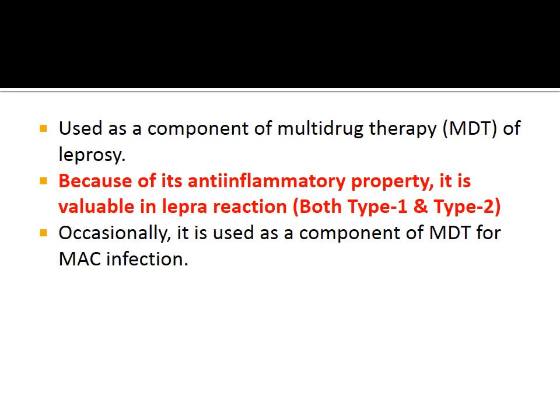So dapsone is useful as one of the components of multi-drug therapy of leprosy. Apart from dapsone, clofazimine is the second drug which is useful in multi-drug therapy of leprosy. Now, apart from leprosy, because of its anti-inflammatory property, it is valuable in lepra reaction. Okay, so there are two types of lepra reaction which we will see at the end of the lecture, type 1 and type 2 in the last slides, and it is useful in both types of the lepra reaction because of its anti-inflammatory property. Remember, here it is the anti-inflammatory property which is useful in lepra reaction, not its interference with template function of DNA or other actions.